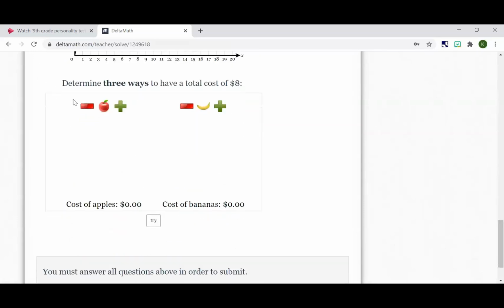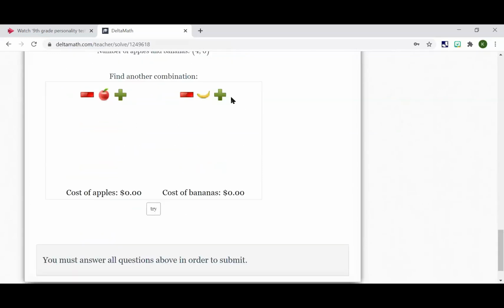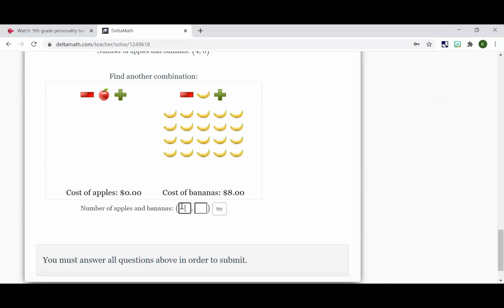And now we try to get $8. With these, I think it's easiest to first do $8 worth of apples. Oops, that went a little over. And then no bananas. So that's 4 apples to make $8 and 0 bananas. Or I could have no apples and all bananas. I have to have 20 bananas, so I have 0 apples and 20 bananas to make $8.